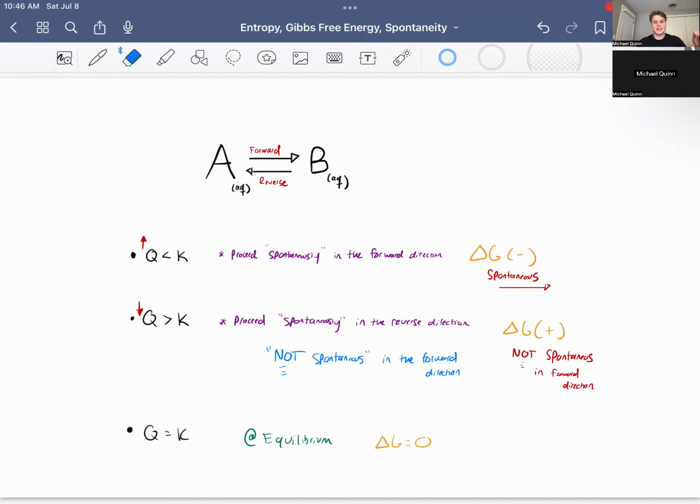So as a summary, when we have an equilibrium reaction, if Q is less than K, we will spontaneously proceed in the forward direction to increase our concentration of products. Delta G will be negative. If Q is greater than K, we will proceed spontaneously in the reverse direction, meaning delta G will be positive. It will not be spontaneous in the forward direction. We would have to put in energy to run that reaction in the forward direction. And if Q is equal to K, we are already at equilibrium and delta G will be equal to 0.